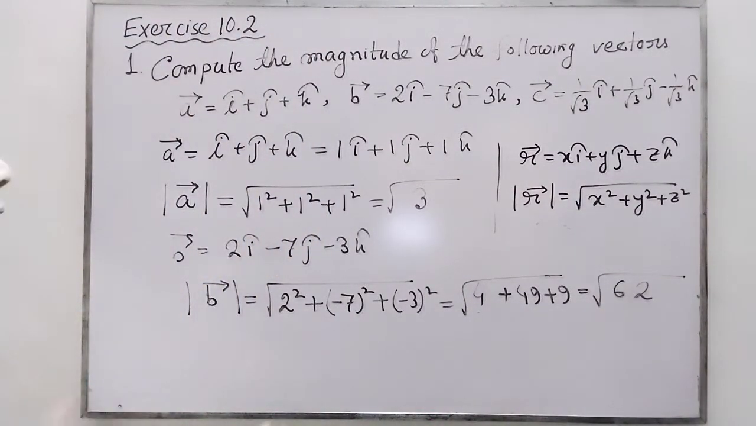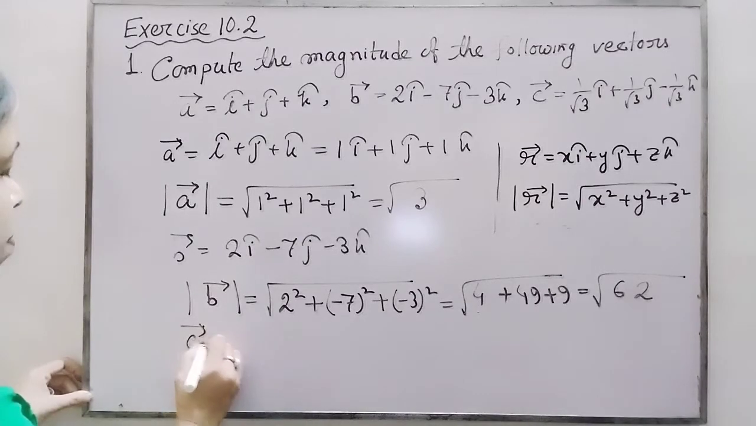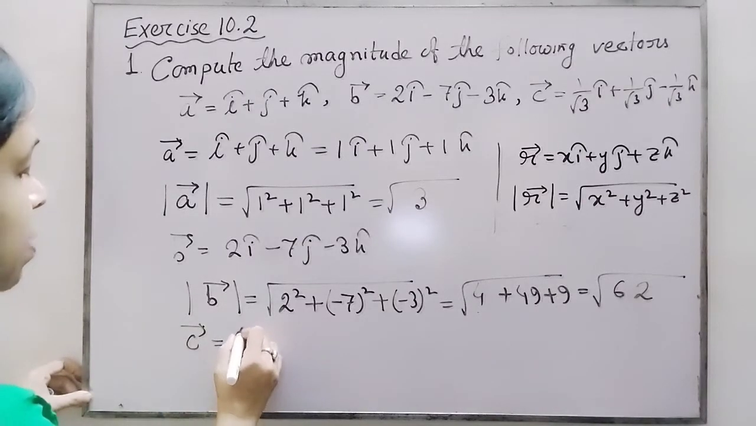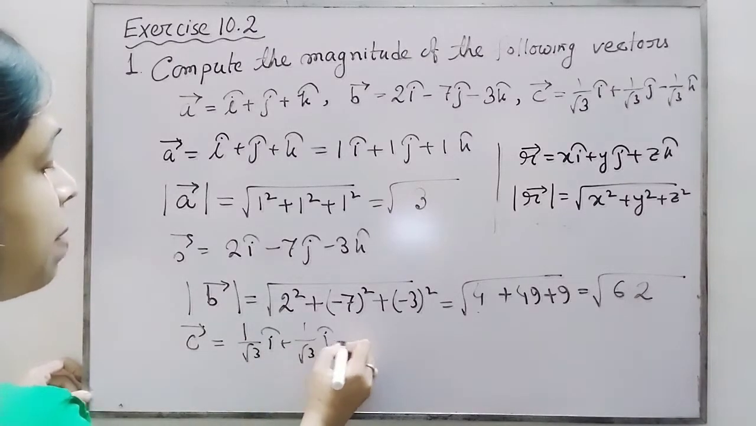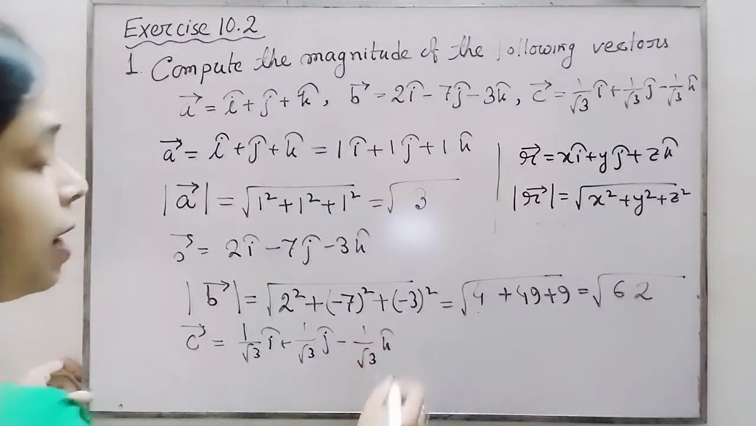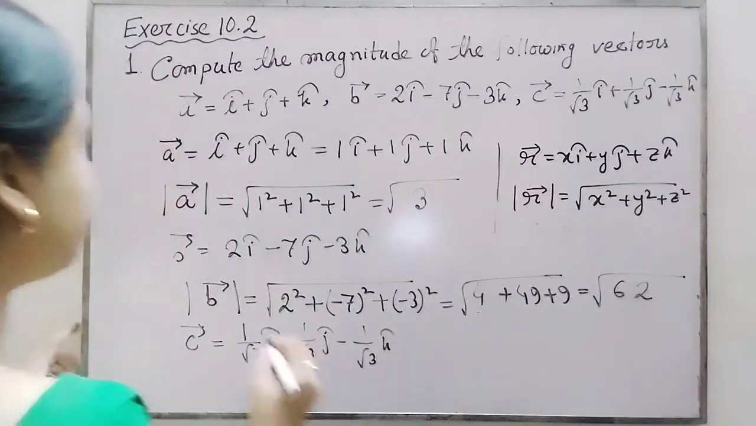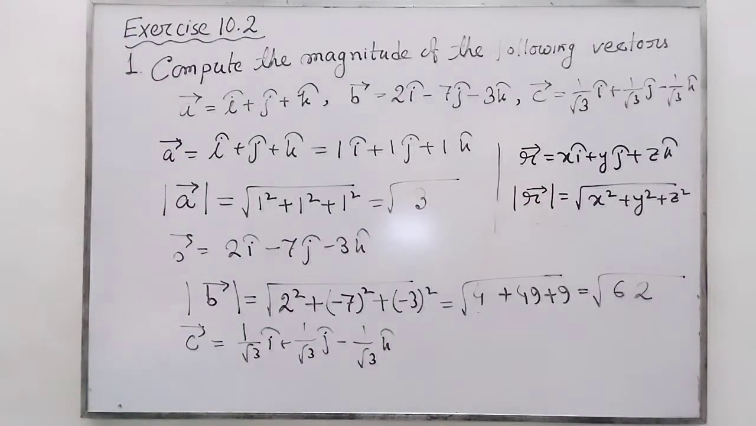Okay, now I go to question number 3, modulus of c bar, which is equal to under root 1 by root 3 i cap plus 1 by root 3 j cap minus 1 by root 3 k cap. So its magnitude will be given by, let me write the question.